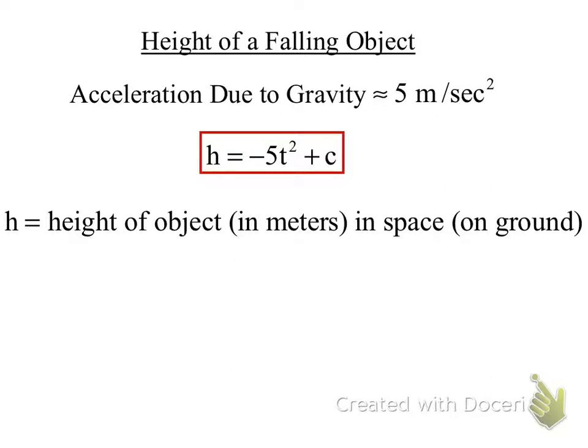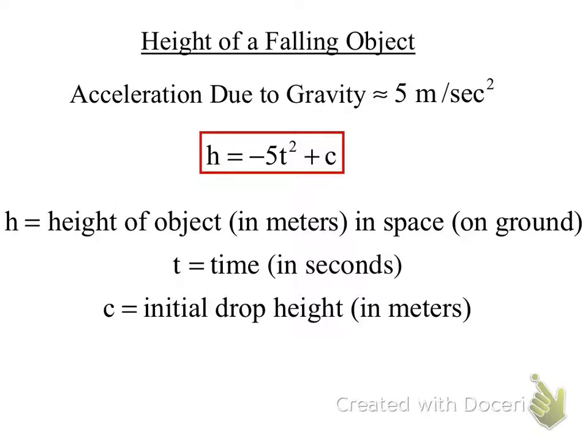C is my initial height. And T stands for what? Time. And in this case, since it's meters per second, it's time in seconds. Okay? So does everybody have that equation written down? H equals negative 5t squared plus C. Okay? Can I move on?